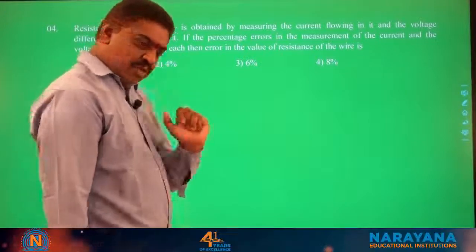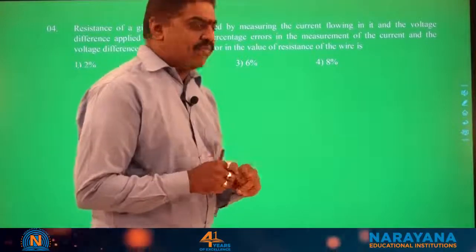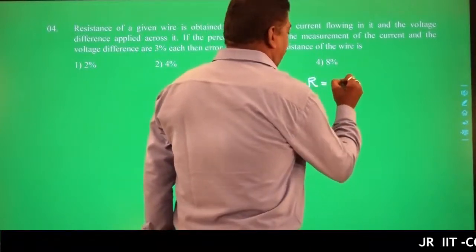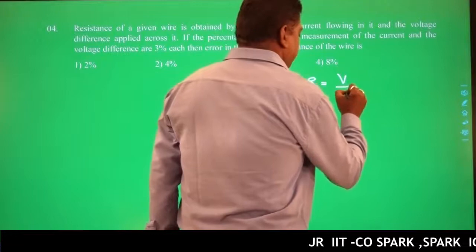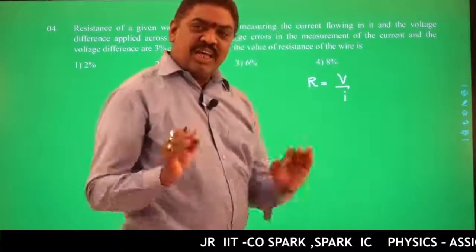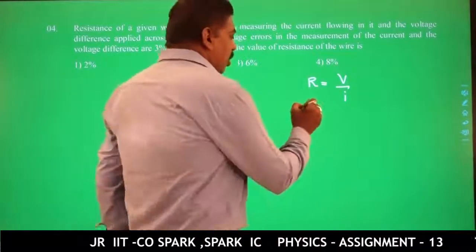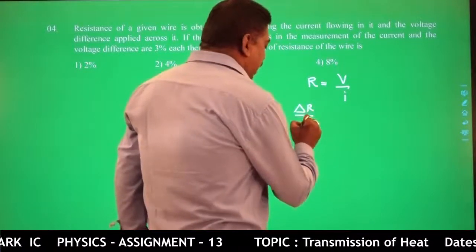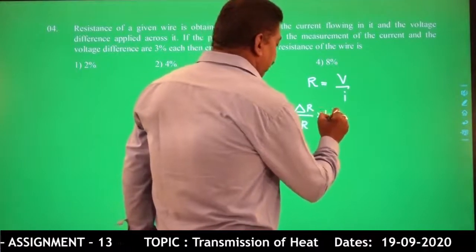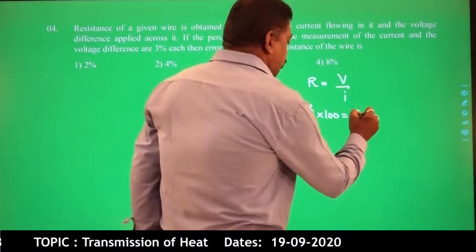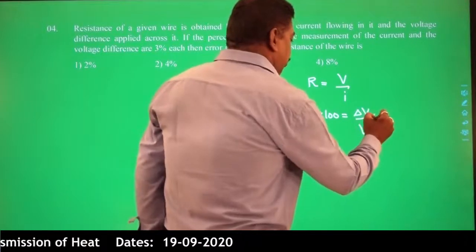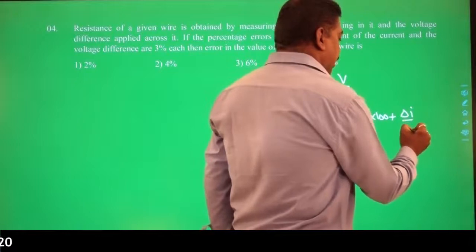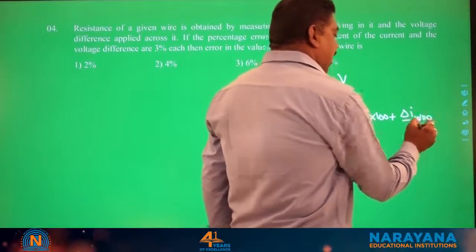Is it clear? Okay. Now, actually what you are having? The formula as R equals V by I. R is given as V by I. Now, I will be writing fractional changes for this. Delta R by R into 100 is equal to delta V by V into 100 plus delta I by I into 100. Got the idea?